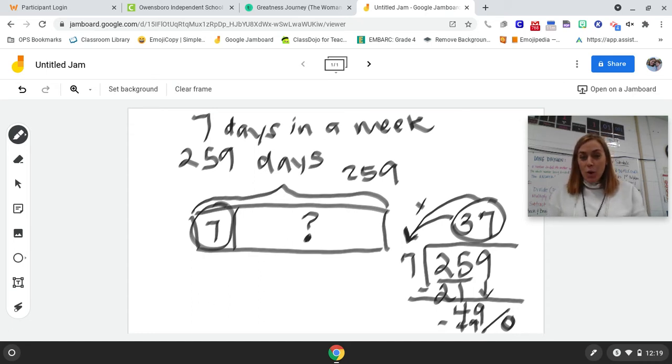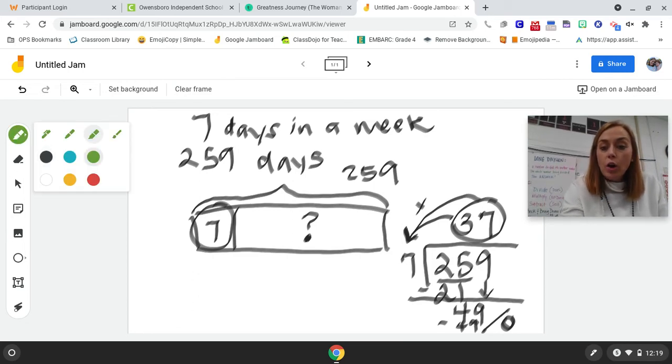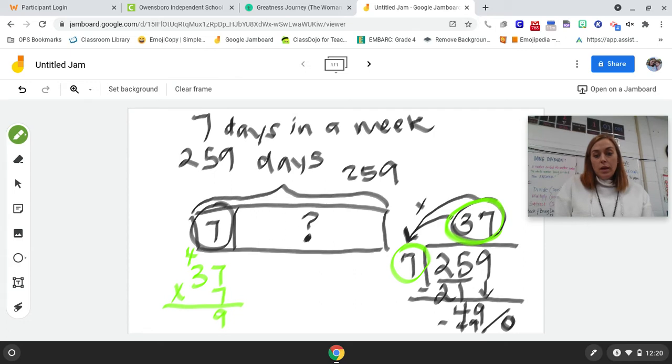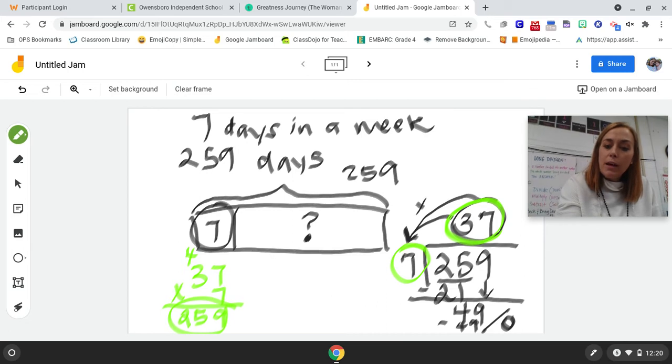The next thing that you would want to do in your division is to check your work. And I'm going to pause here for a minute and let you think about, how would I check my work, Ms. Johnson? Well, remember, we're going to always check our work using multiplication. And we're going to multiply our quotient by our divisor. So I'm going to say 37 times 7. Well, I know 7 times 7 is 49. Carry my 4. 3 times 7 is 21, plus 4 more equals 25. And my answer matches my dividend, so I know I'm right.